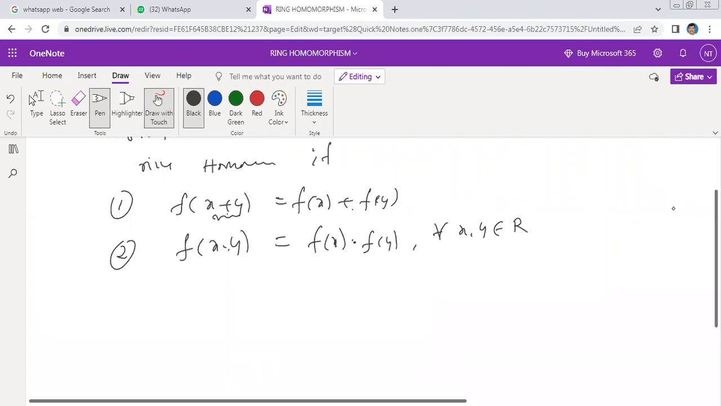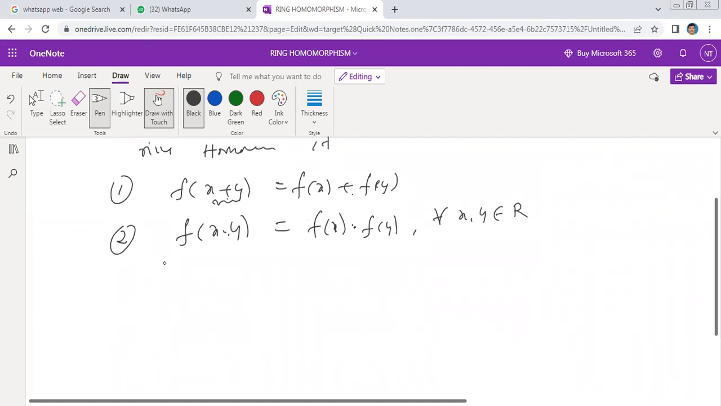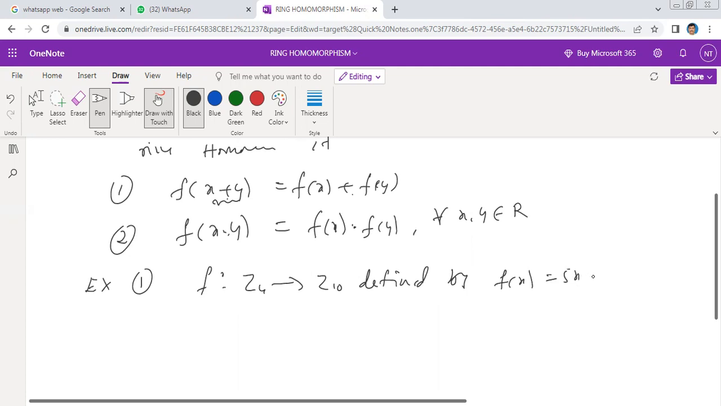Z10 to Z20, Z4 to Z10: how many homomorphisms these have, we studied previously in group theory. Now we want to study ring homomorphisms. I'm taking the first one. Suppose my mapping is f, from the ring Z4 to Z10, defined by f of x is equal to 5x. Is it a ring homomorphism or not? This is my question.